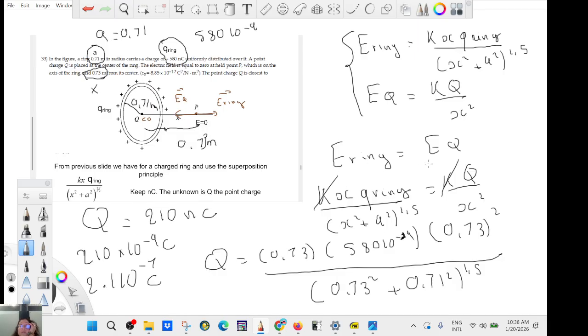Oh, maybe the notation. That means a point charge. That means the electric field from the ring. Probably. Any question? Okay, so this is a continuous distribution of charge.